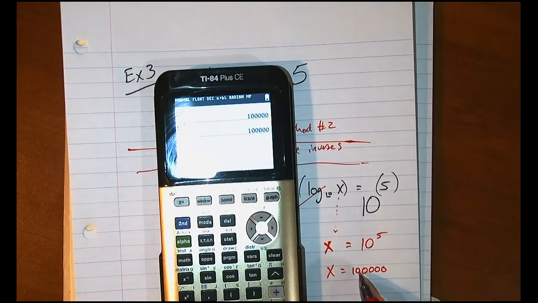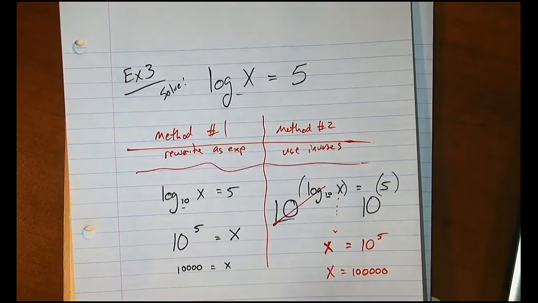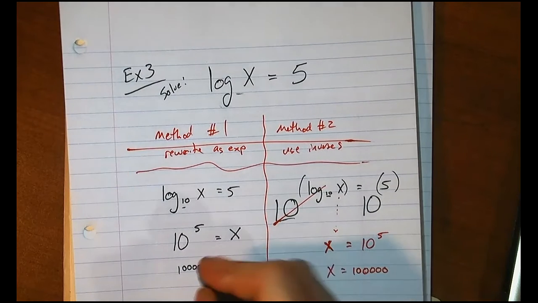I think I didn't get enough zeros. 1, 2, 3, 4, 5. There we go. 5 zeros. Did I have 5 zeros here? Oh, I missed a 0 over here too. Okay, 5 zeros. There we go.